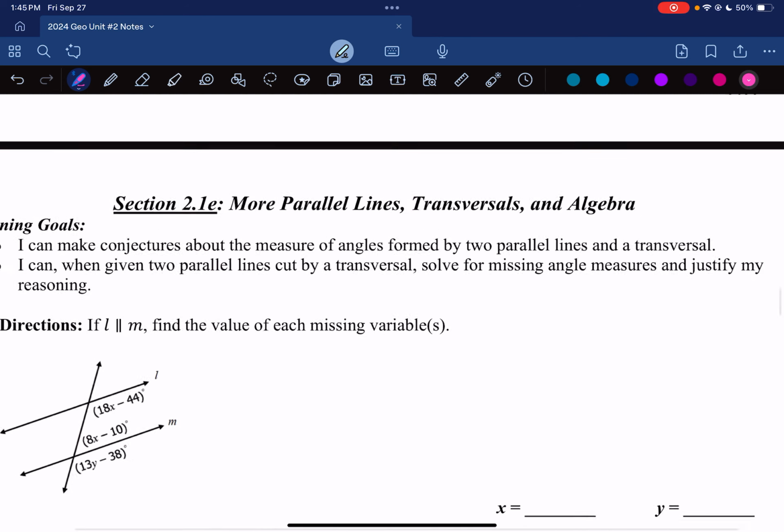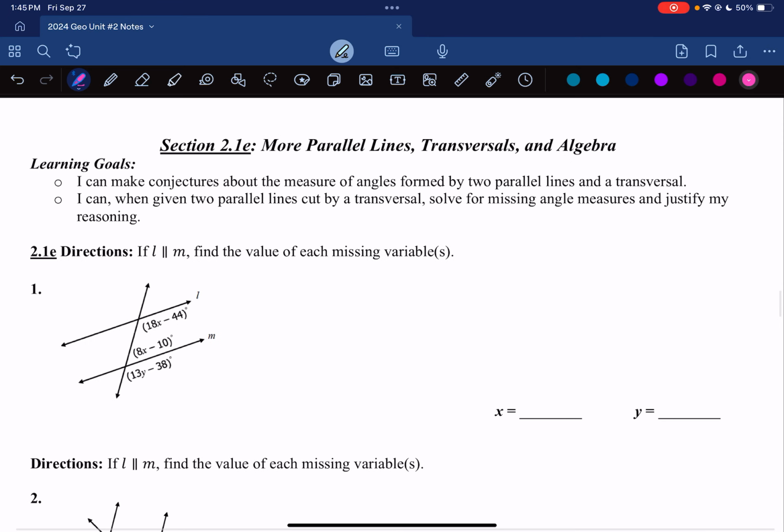Okay, so then our next page, we have 2.1e, more parallel lines, transversals, and algebra. So our learning goal is I can make conjectures about the measure of angles formed by two parallel lines and a transversal, and I can, when given two parallel lines cut by a transversal, solve for missing angle measures and justify my reasoning.